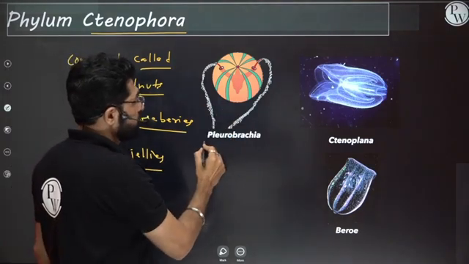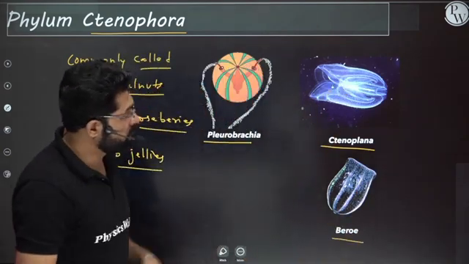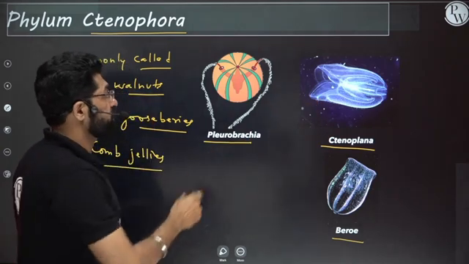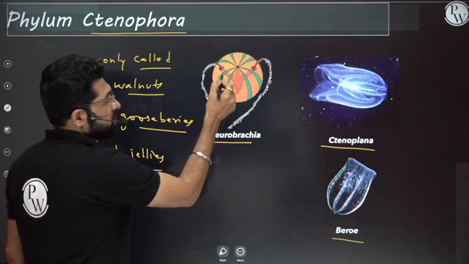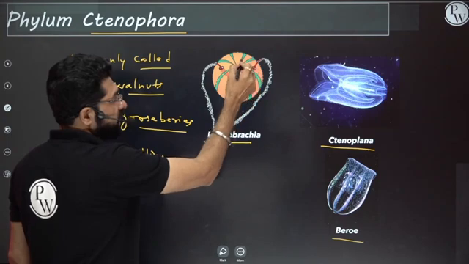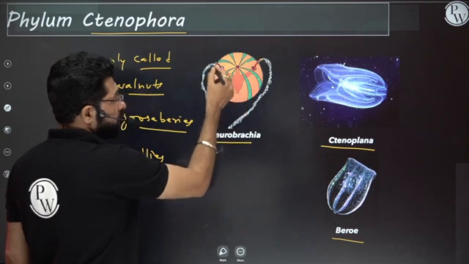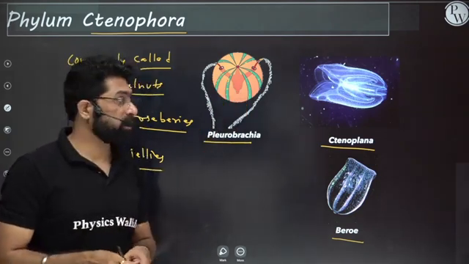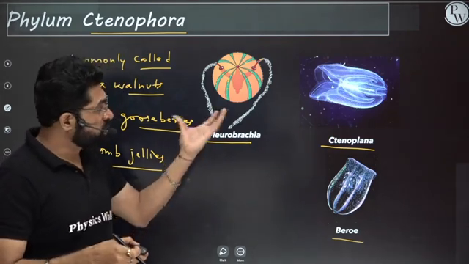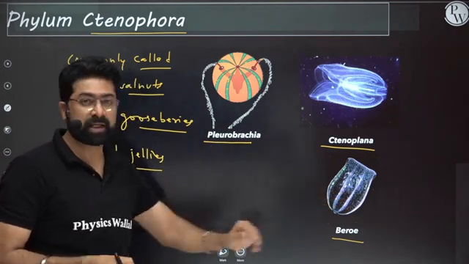Here you see some examples: Pleurobrachia, Ctenoplana, and Beroe. Can you see in the night they are glowing? So they are exhibiting bioluminescence. They are characterized by comb plates. Can you see these comb plates here? If the question comes, how many rows of comb plates are present? It is 8 rows of comb plates. And they have tentacles also. If tentacles are present, they belong to Tentaculata. If they don't have tentacles, they belong to a group called Nuda. So mostly they have tentacles. So this is Pleurobrachia, but you see Beroe doesn't have tentacles.